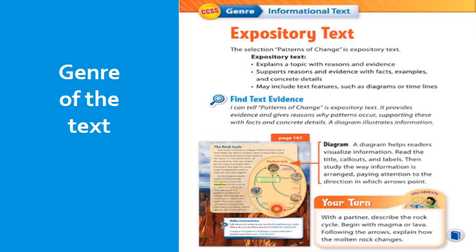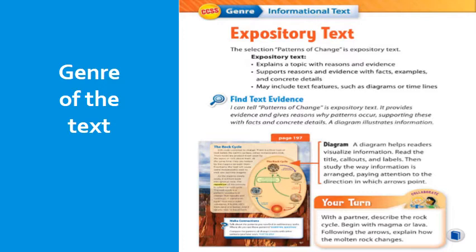Now, before we start with the reading lesson, as usual, we have to identify the genre or get introduced to the genre. What is the genre or the type of the text? I don't think it's a new genre because you have taken it before. Informational text or expository text. I prefer to use expository text. When do we say that we have an expository text? When the text explains a topic with reasons and evidence.